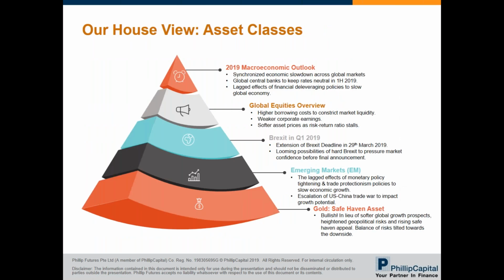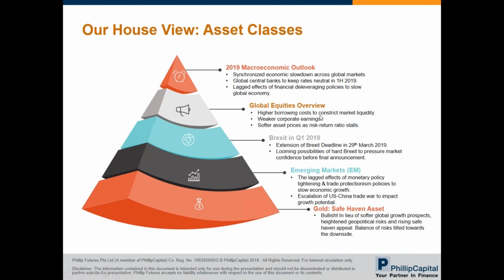Okay, so before I go into product, I'd just like to share our house view on asset classes based on everything I said. I think this gives you a snapshot. From a macroeconomic perspective, we do see a synchronized economic slowdown. Global central banks to keep rates neutral in the first half of 2019, with the lagged effect of financial deleveraging policy slowing the global economy.